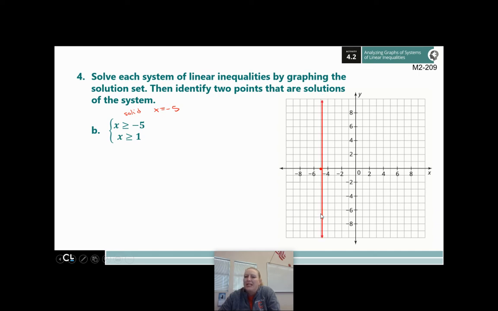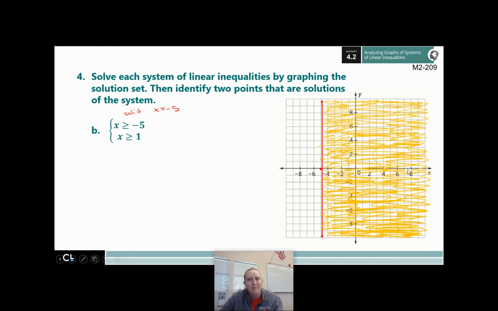Sorry, my solid line's a little off. This says that x is greater than negative 5. So instead of using 0, 0, I'm going to cheat just a little bit. Greater than is everything to the right, so I shaded it to the right. There we go.